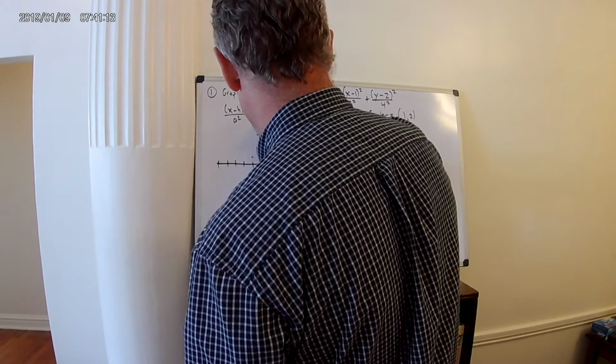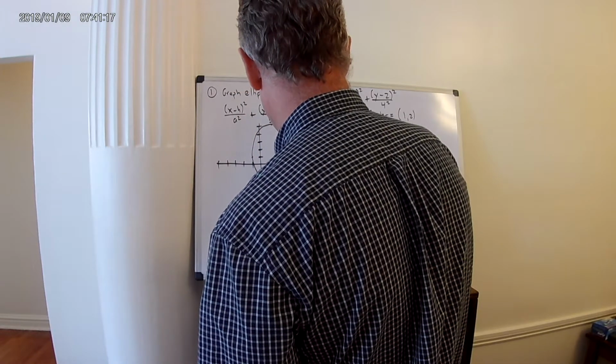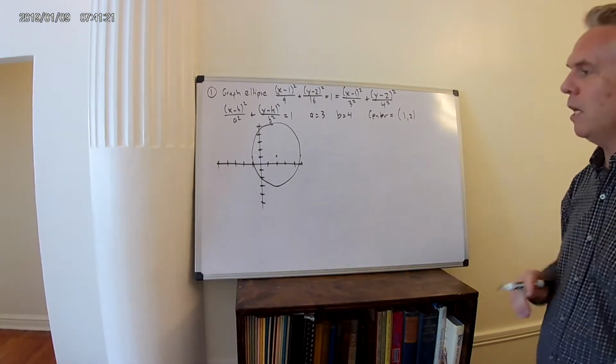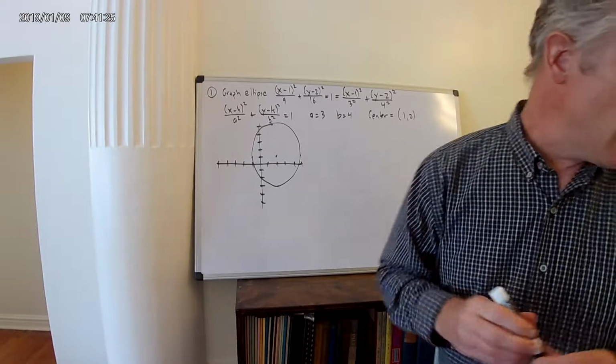And this looks like we have a vertically oriented ellipse. It looks something like this. So that's our ellipse. Not perfect, but it's a vertically oriented ellipse. And that's the first example problem.